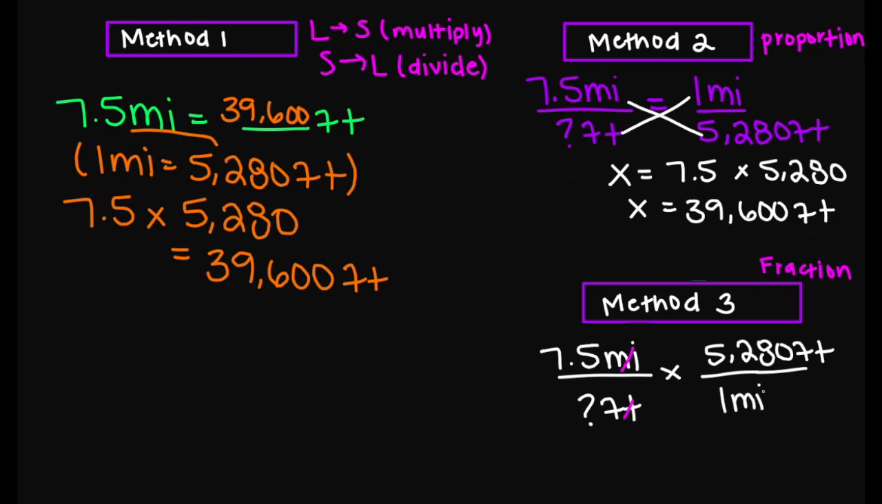All of my units here are going to cancel. I'm just going to multiply. So 7.5 times 5,280, my numerator is just going to be 39,600, and my denominator here is just going to be 1. So your answer here again is going to be 39,600 feet.